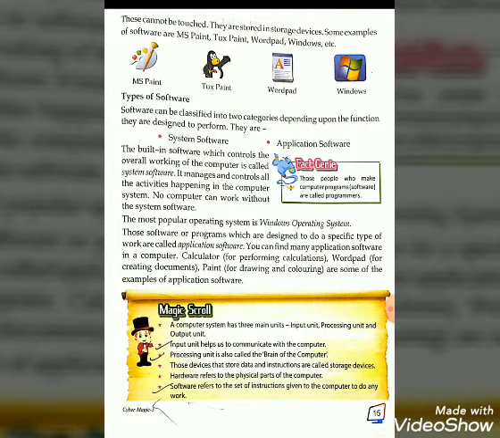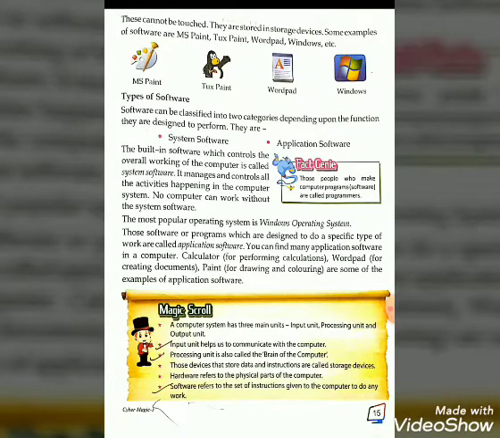Now we are going to study types of software. Software can be classified into two categories depending upon the function they are designed to perform. They are system software and application software.